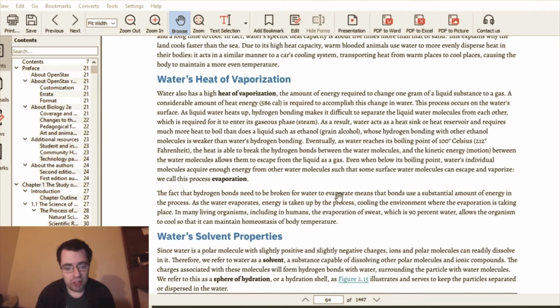Even when below its boiling point, water's individual molecules acquire enough energy from the other water molecules such that some surface water molecules can escape and vaporize. We call this process evaporation. And you see this all the time. In fact, one example of evaporation would be water on a sidewalk, or pretty much water on any surface with direct contact with the sun. Obviously, the sun is not burning the water at 212 degrees, but given enough time, the water molecules on the surface of that water build up enough energy to cause it to evaporate.